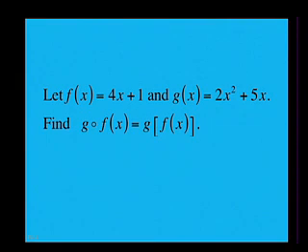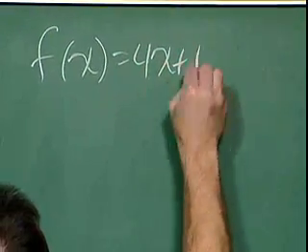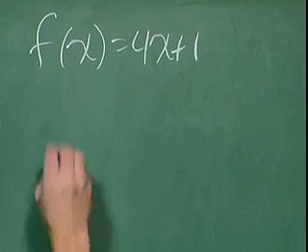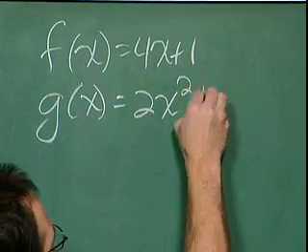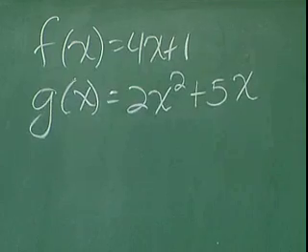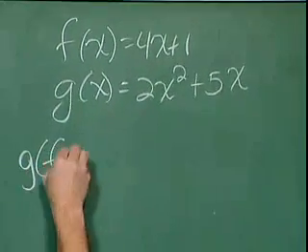I think the best thing is for me to do an example for you so you can see the composition of functions. Here's an example. Let f of x equal 4x plus 1 and g of x equal 2x squared plus 5x, and we want to find g composed with f of x, which is equal to g of f of x. So what I should do is write down the two functions. F of x equals 4x plus 1, and g of x is equal to 2x squared plus 5x. What we're interested in finding again is g of f of x.